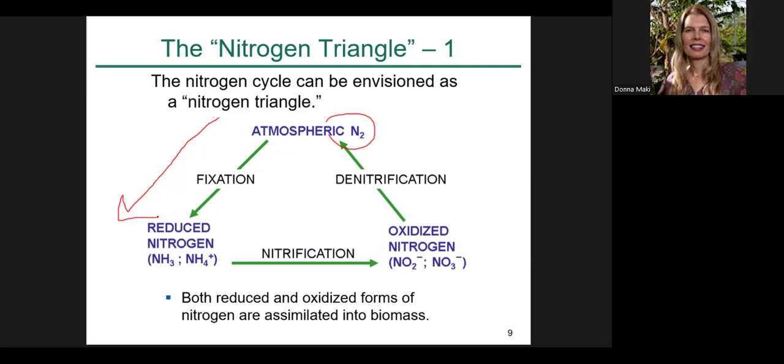Plants would love to know how to do it, and they can't do it. But plants are smart because they partnered up with bacteria and said, I'll give you a home if you fix nitrogen for me. And that's what we see. So plants are smart that way. Yes.